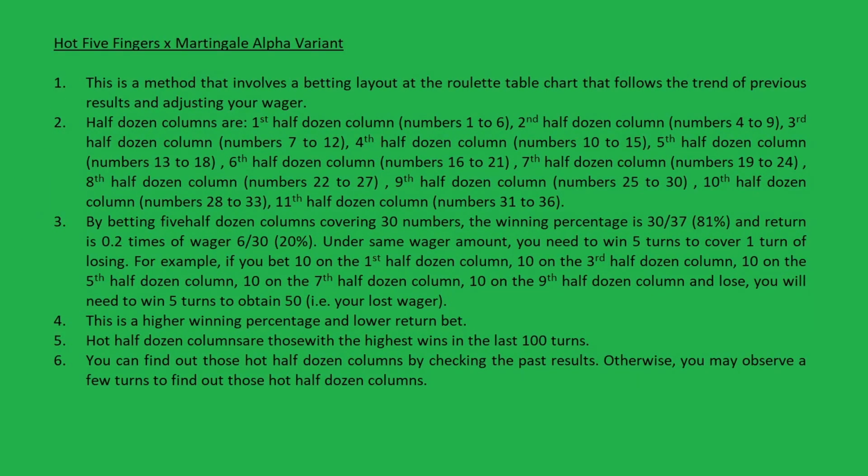Hot 5 Fingers X Martingale Alpha Variant. 1. This is a method that involves a betting layout at the roulette table chart that follows the trend of previous results and adjusting your wager.